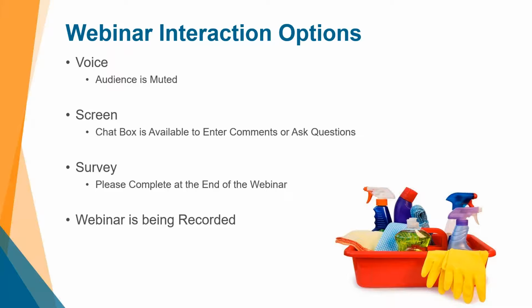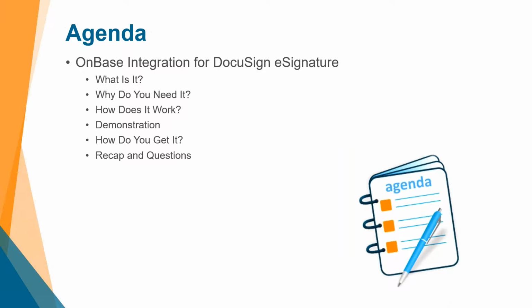So without any further ado, our agenda for today, again, is on integration for DocuSign eSignature. This is an OnBase product. So answering the typical questions within the agenda: what is it? Why do you need it? How does it work? We'll also get into some demonstration and ultimately get around to how do you get that, as well as a little bit of a recap and time for Q&A at the back end of things.